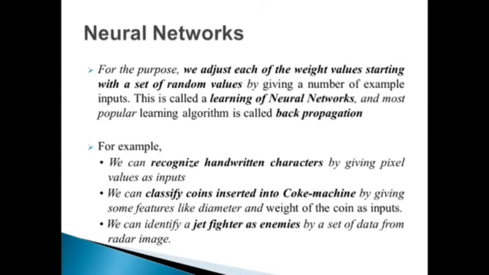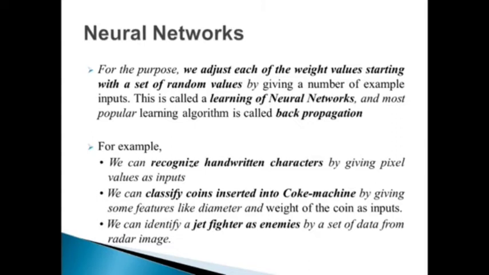The next example is that we can classify the coins inserted into a Coke machine by giving features like the diameter and weight of the coin. For each example, what input we give to the neural network matters. If you are going to classify the coins in a Coke machine, we need to show the difference in terms of two features, diameter and weight of the coin. Based on that, it can identify which variety or classification the coin belongs to.